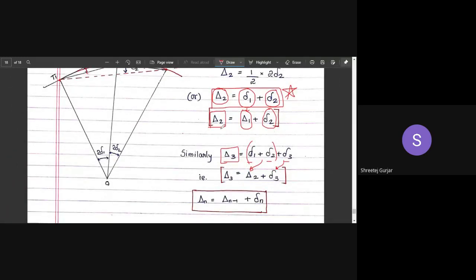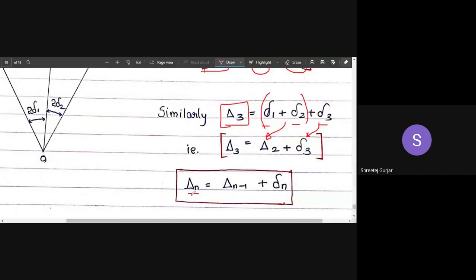If you name this as delta n, this will be 3 minus 1, hence I will write it as n minus 1. And this is nothing but 3, so if this is n, this will also be n. So the deflection angle delta n at any point is equal to the deflection angle of the previous point plus the tangential angle.